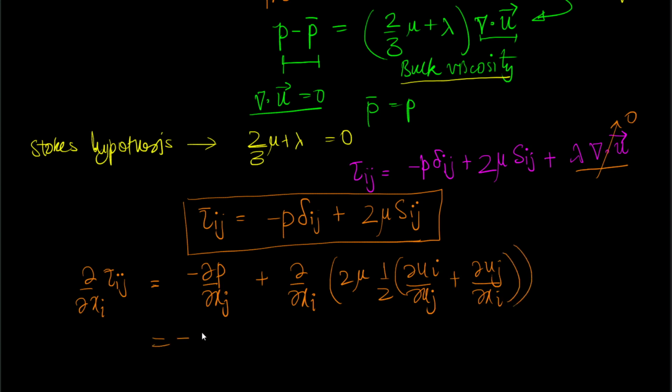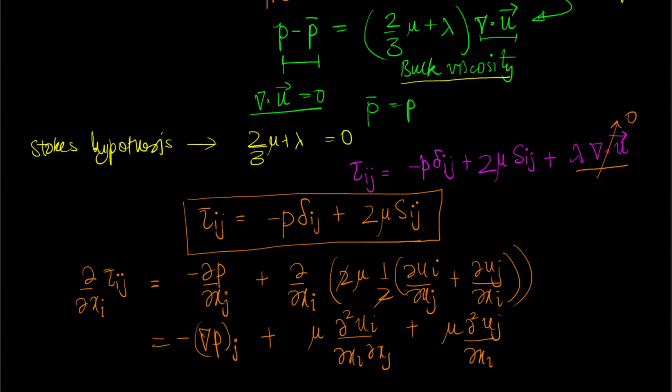So this becomes minus grad P, its j component, plus, so this 2 cancels out, so it's mu del 2 ui by del xi del xj plus mu del 2 uj by del xi 2. Now if we focus on this del 2 ui by del xi del xj, it is nothing but del xj of the divergence of the velocity, and if the flow is incompressible, this again vanishes.